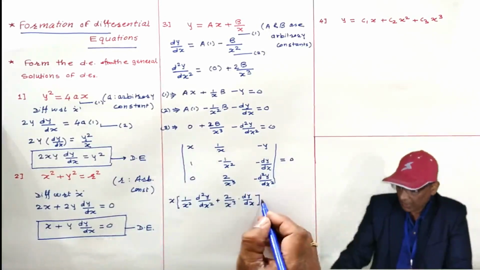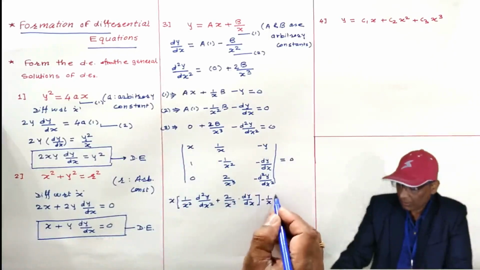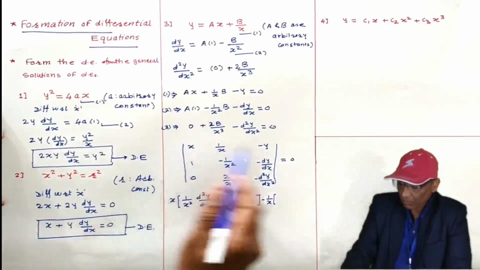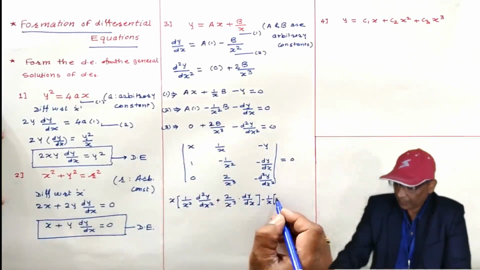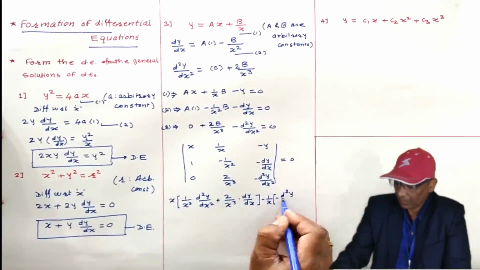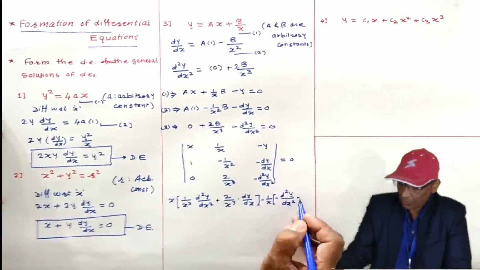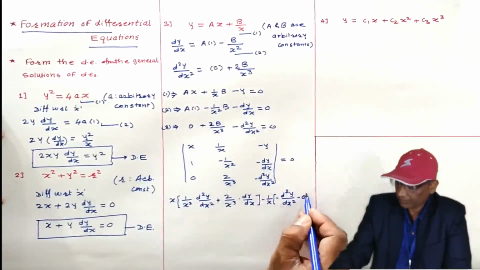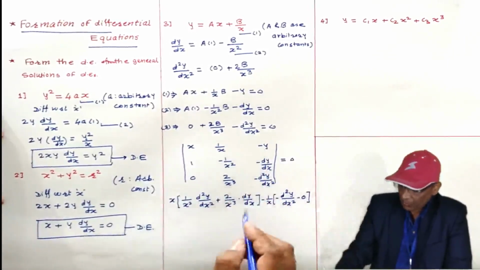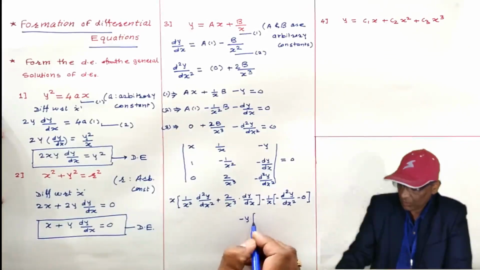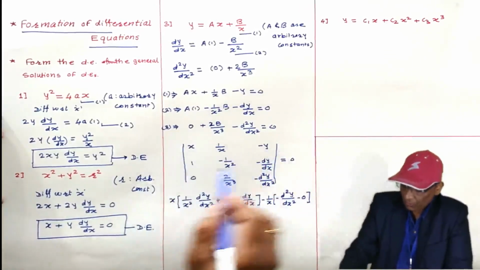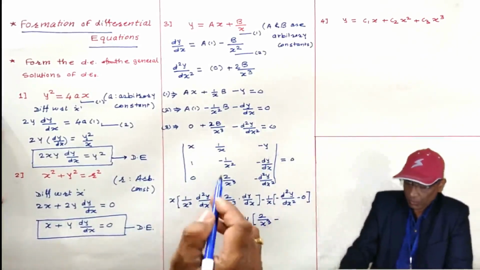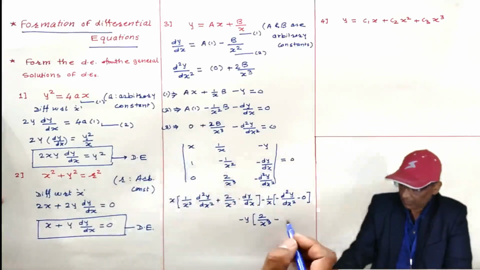Minus of the second, minus by default, and minor of this term. Leave this column and row. 1 into this minus product of these two, minus product of these two. Product of these two is 0. Minus y, its minor now. Leave this column and go: 1 into this is 2 by x cube, minus product of these two is 0.